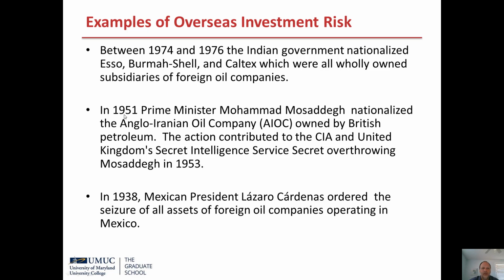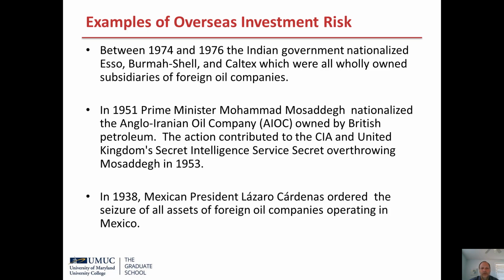The same thing happened in 1951 when Prime Minister Mohammad Mossadegh nationalized the Anglo-Iranian Oil Company owned by British Petroleum. As a result of this, the CIA and British intelligence overthrew the democratically elected Mossadegh and installed the US-backed dictator, the Shah of Iran. Also in 1938, the Mexican president ordered the seizure of all assets of foreign oil companies in Mexico. So oil companies don't have the best reputation, but if they invest billions of dollars in foreign companies and they just lose it, that's obviously a problem for their profitability.